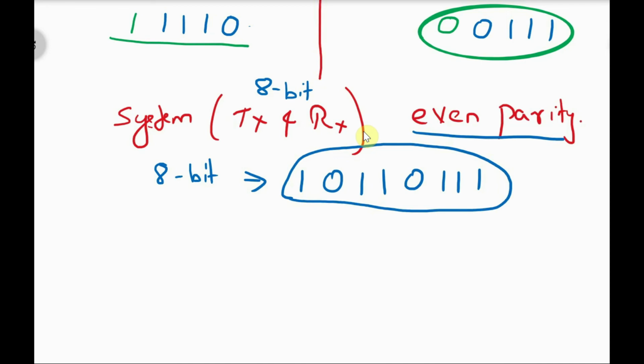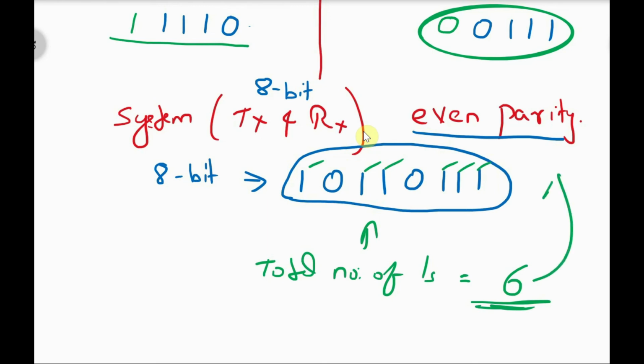Since the transmitter and receiver are using even parity, we have to count the total number of ones, that is 1, 2, 3, 4, 5, 6. Total number of ones is 6. 6 is an even number. So there is no error. If the last bit is 0, then the total number of ones is 5. Now 5 is an odd number and we were using even parity, so this received code word will have an error. So this is how we check whether the received code word has an error or not.